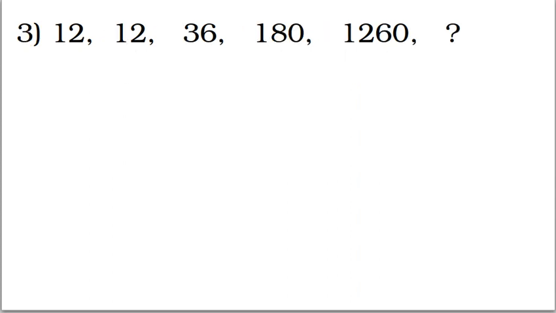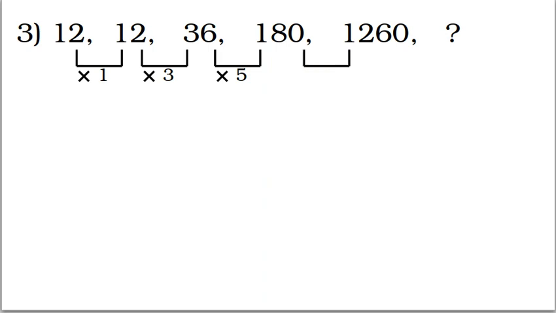Now let us discuss the third one, 12 and 12. How can we relate these two numbers? The number remains the same, so I can write it as into 1. Now how can we relate 12 and 36? 12 into something should give you 36. 12 into 3. 36 and 180 can be related this way: 36 into 5 is 180.